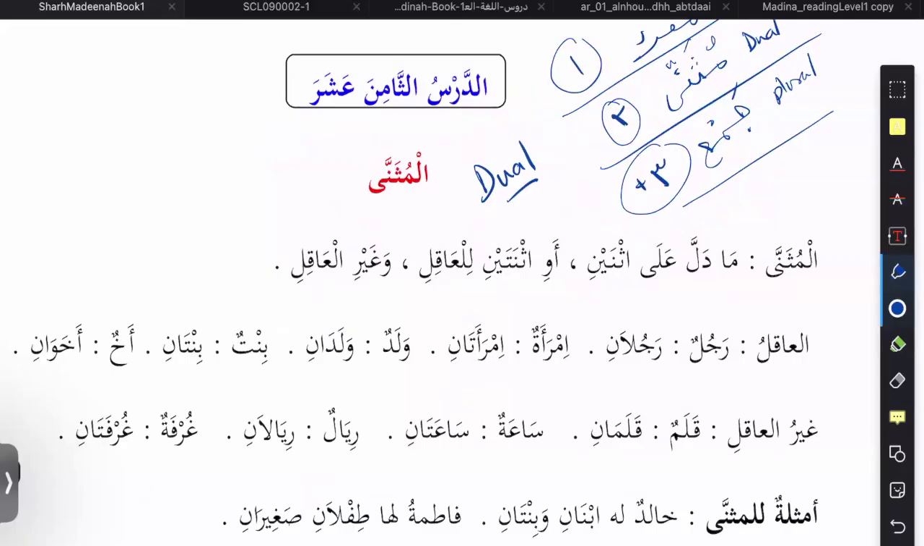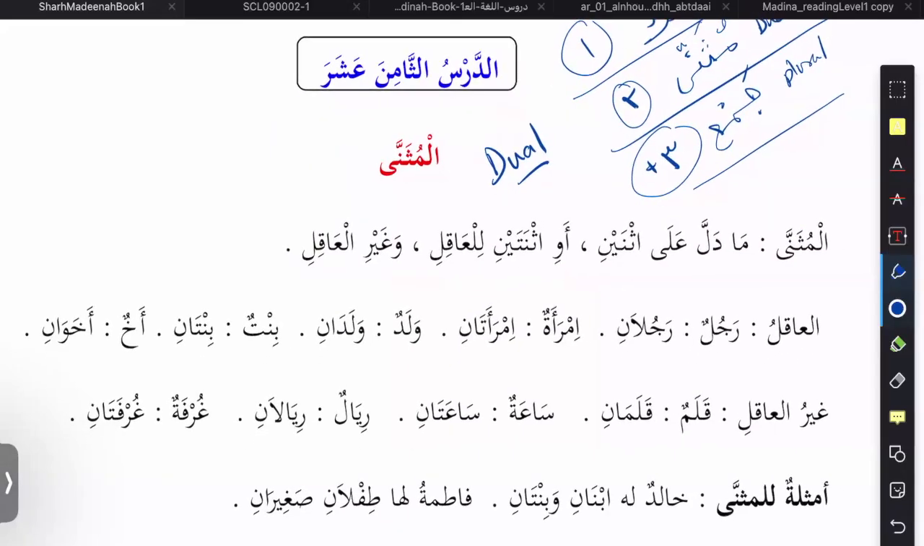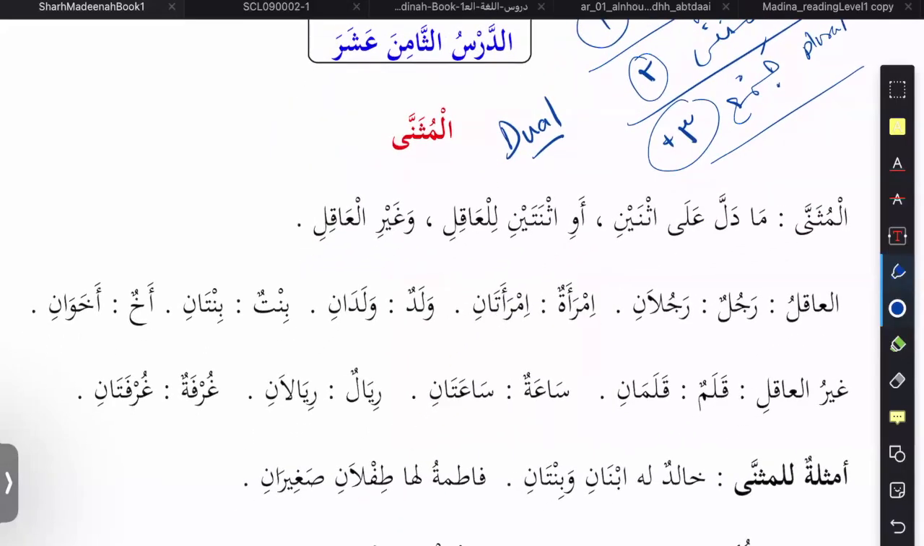So we will learn how to deal with the dual. By and large, the duals are extremely easy. It only has a very simple rule for how we make a singular word into a dual, and this rule is pretty much fixed. It does not change. So inshallah, we will see that it's not that complicated.